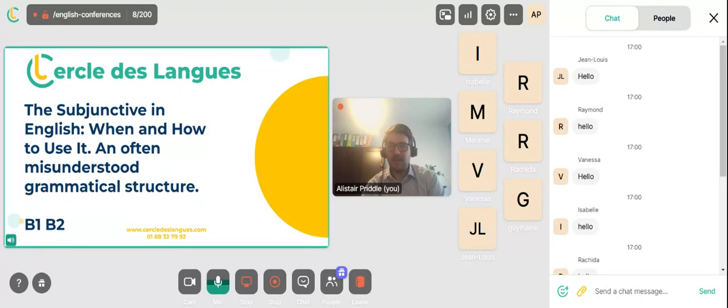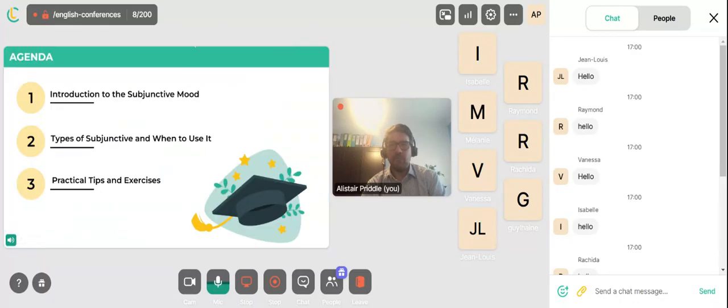Starting off, we're going to check our agenda for our conference today. Number 1, introduction to the subjunctive mood. Number 2, types of subjunctive and when to use it. And number 3, practical tips and exercises.